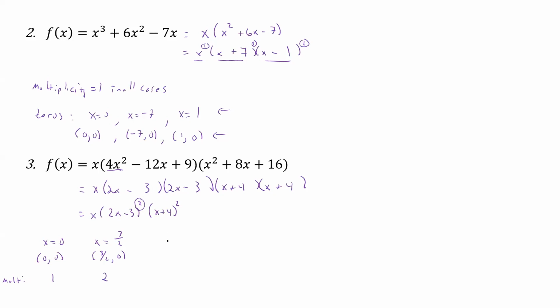And this one, if we set equal to 0, we get x equals negative 4, or that's going to be negative 4, 0. And its multiplicity, again, is also 2 because we have the power of 2. Okay. So these are how we can look at different kinds of polynomial functions, and we can determine what their zeros are, the x-intercepts, as well as the multiplicity. And again, this multiplicity is going to come into play when we're actually graphing these or determining what its graph looks like. Okay.